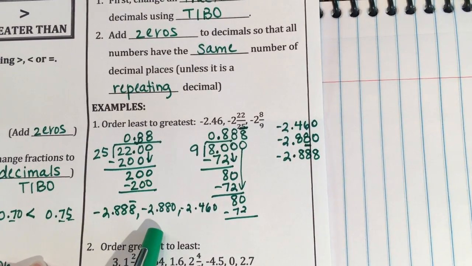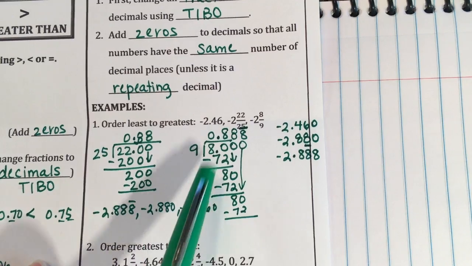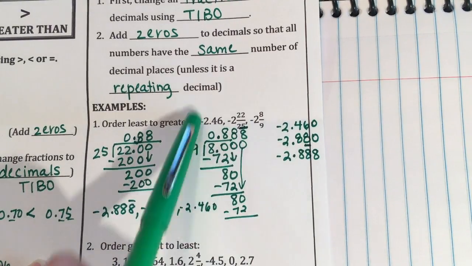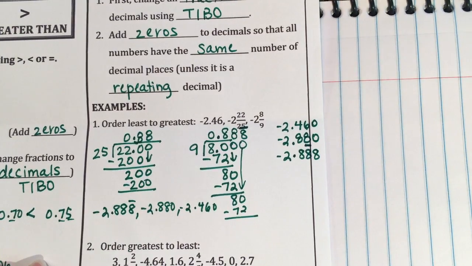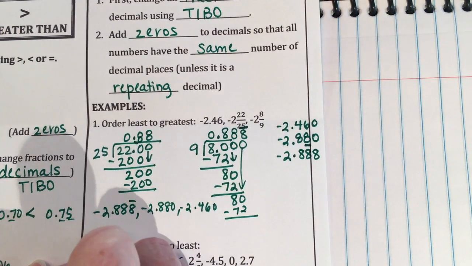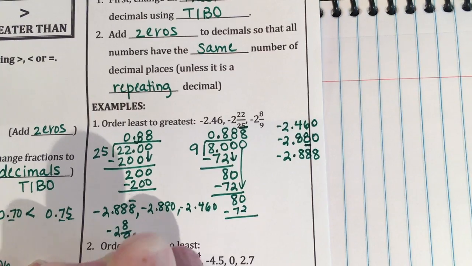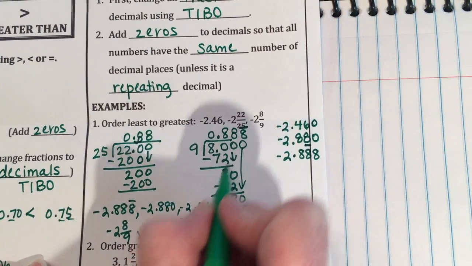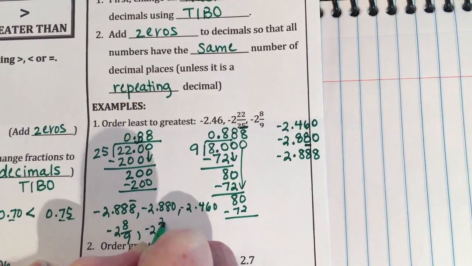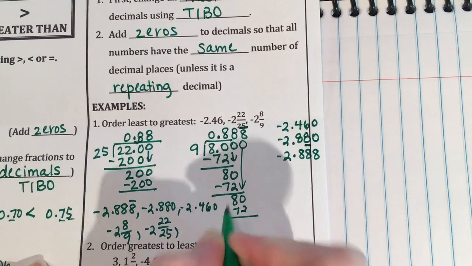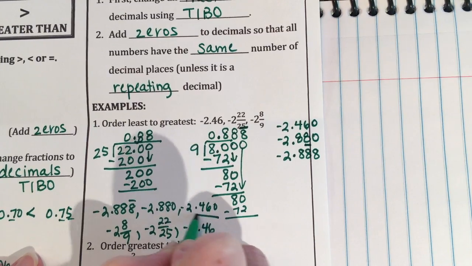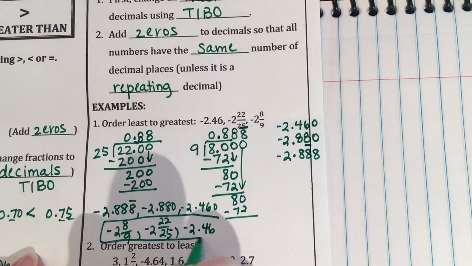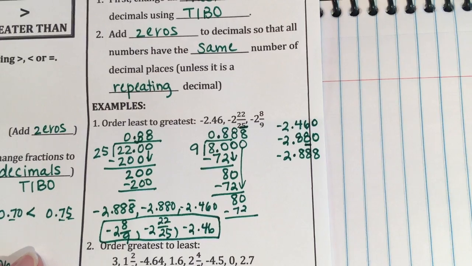All right, but that's not how they started out. So my last step is to go back, and I'm going to rewrite these in the form that they gave me. So negative 2.8 repeating, that started off as negative 2 and 8 ninths. Negative 2.88 started off as negative 2 and 22 25ths. And then negative 2.46 was just negative 2.46. All right, so that's going to be my final answer there.